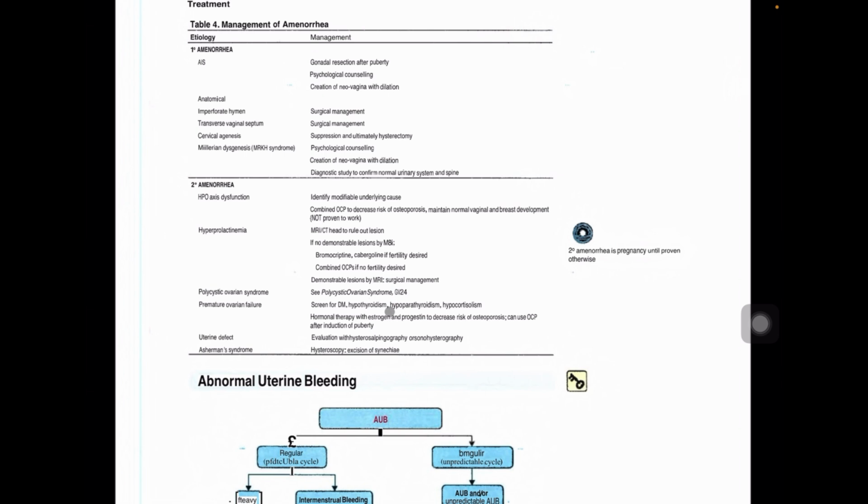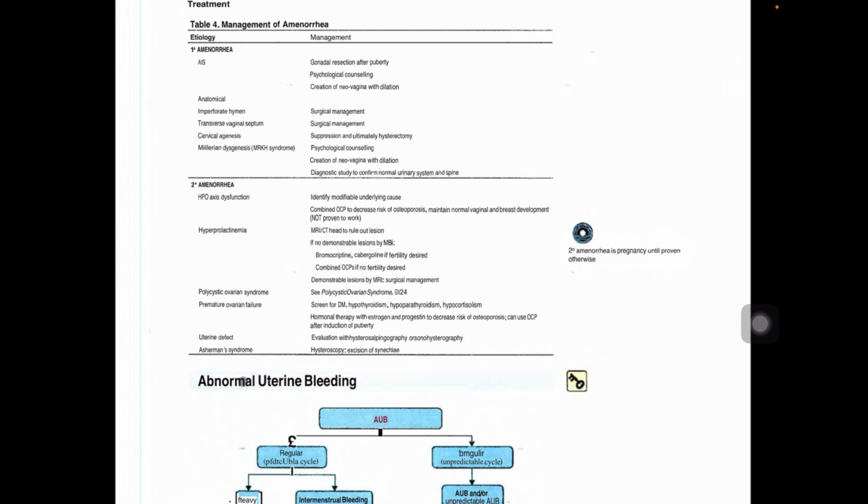PCOS: you give OCPs. Premature ovarian failure: screen for diabetes mellitus, hypothyroidism, hypoparathyroidism, and hypocortisolism. If there is ovarian failure, you will look for other hormones as well. Hormonal therapy with estrogen and progesterone decreases the risk of osteoporosis, and you can use OCPs after induction of puberty.